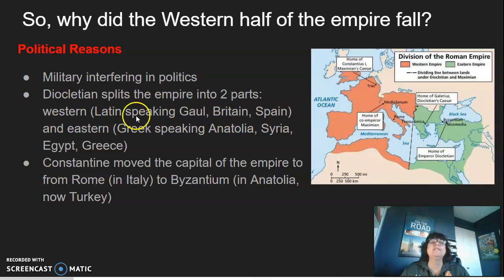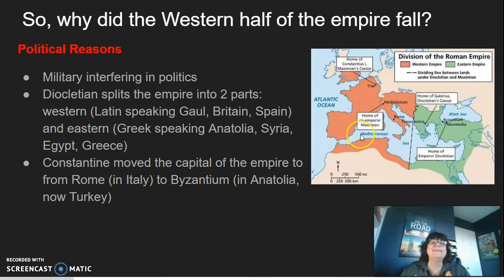Okay, so Diocletian splits it in half. On the western half, that is Gaul. Gaul is France. So if you see that, that's what was France before it was France. Britain, Spain, and Egypt. Is Egypt in there? No, not Egypt. So you're going to see the western half of Africa. It would include, I can't think of the name of it.